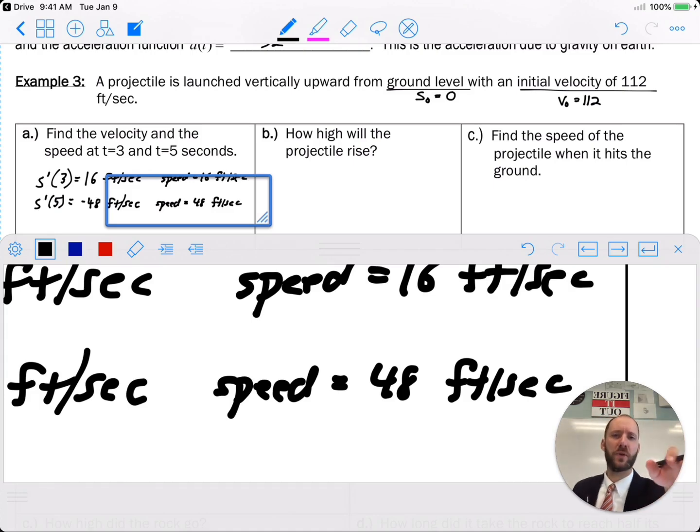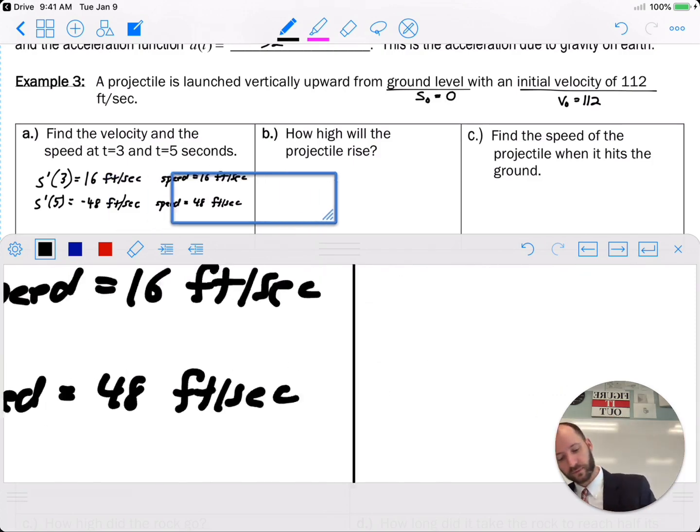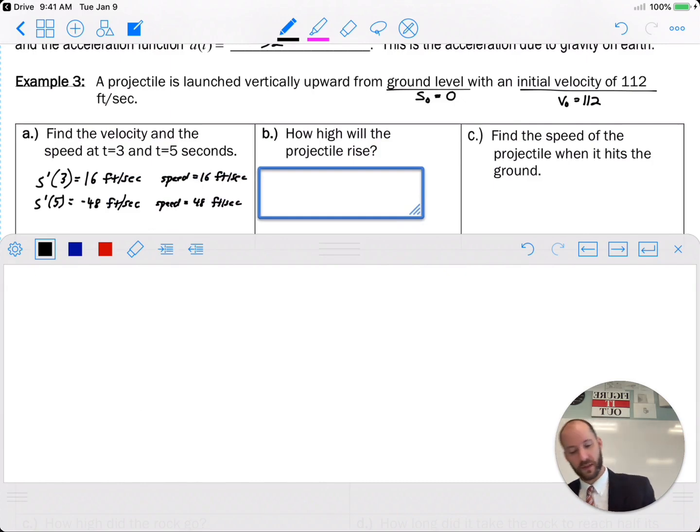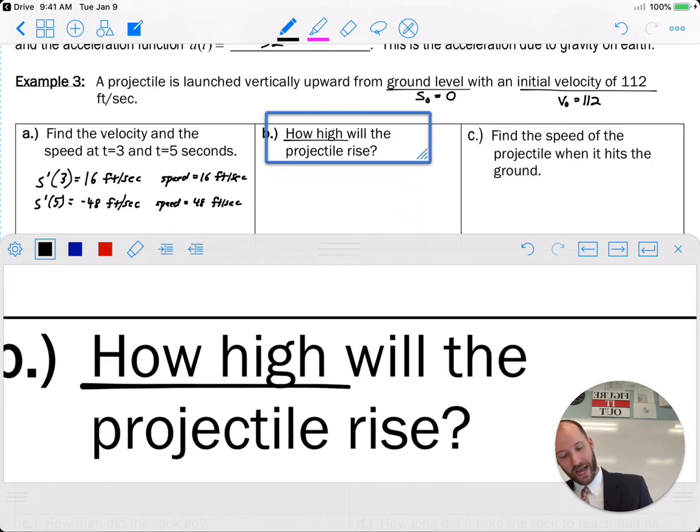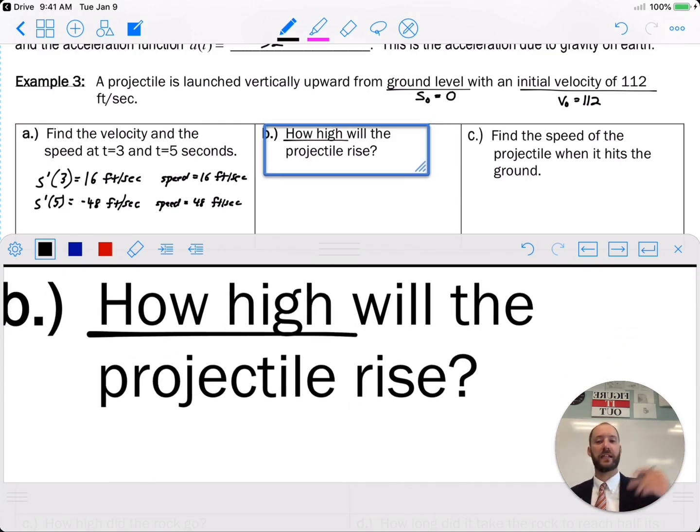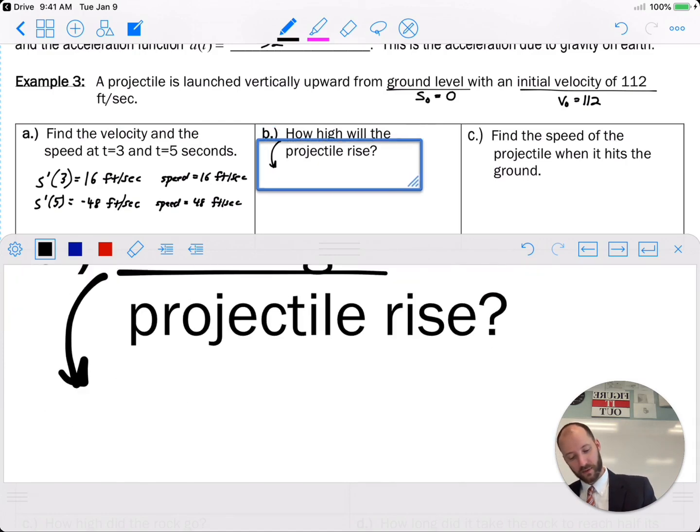So the speedometer on your car, it's only positive. Speed is positive. Now, how high will the projectile rise? How high? That is position. So we're looking at s of t.